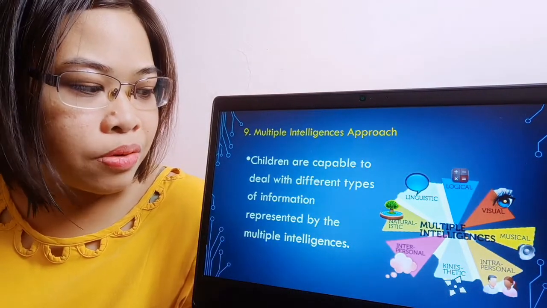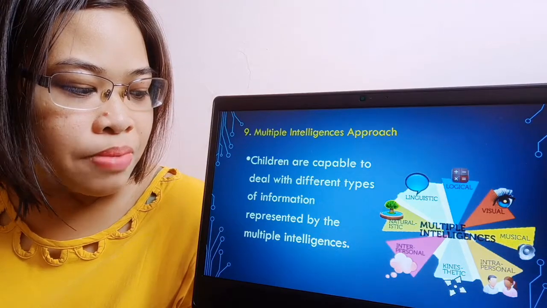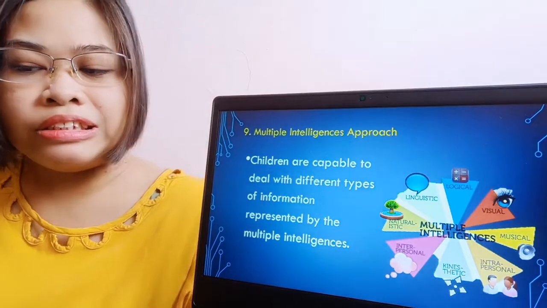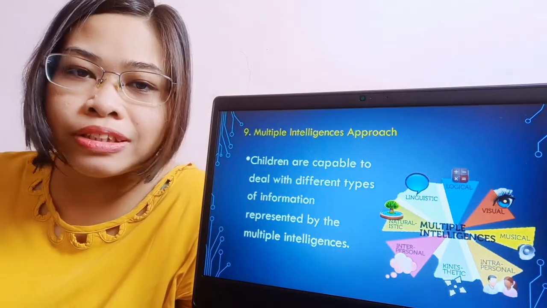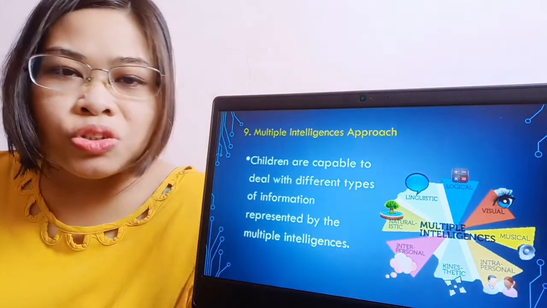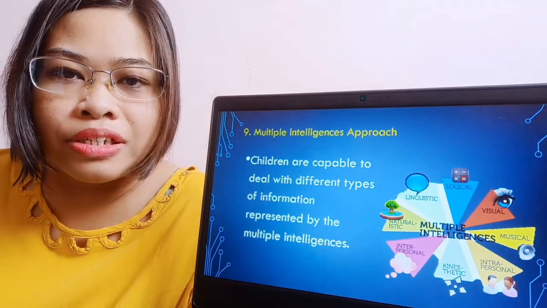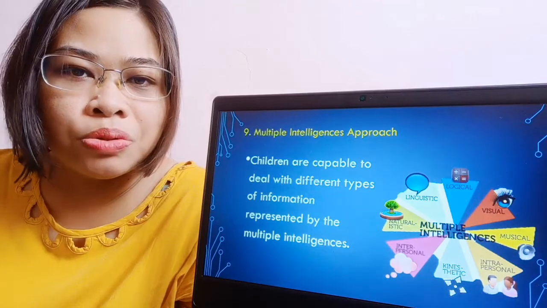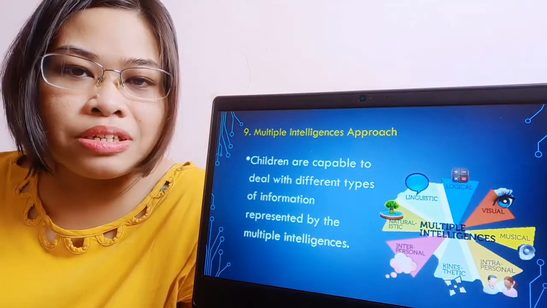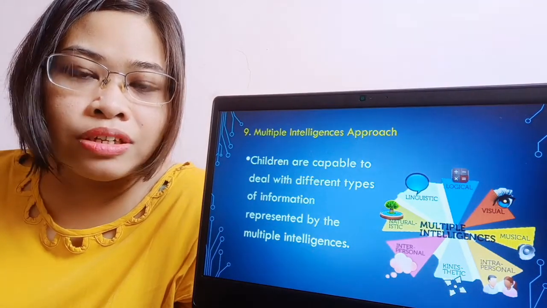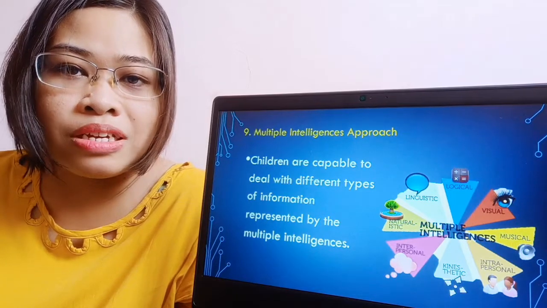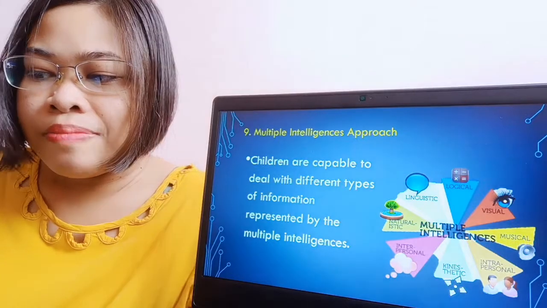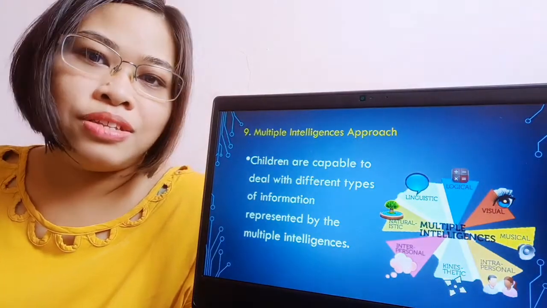Children are capable of dealing with different types of information represented by the multiple intelligences. Multiple intelligences range from the use of words, numbers, pictures, and music to the importance of social interaction, introspection, physical movement, as well as being in tune with nature. And these are the types of information that children may deal with.